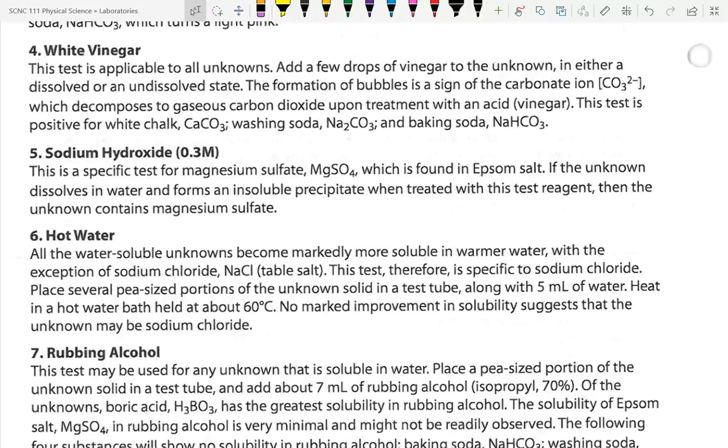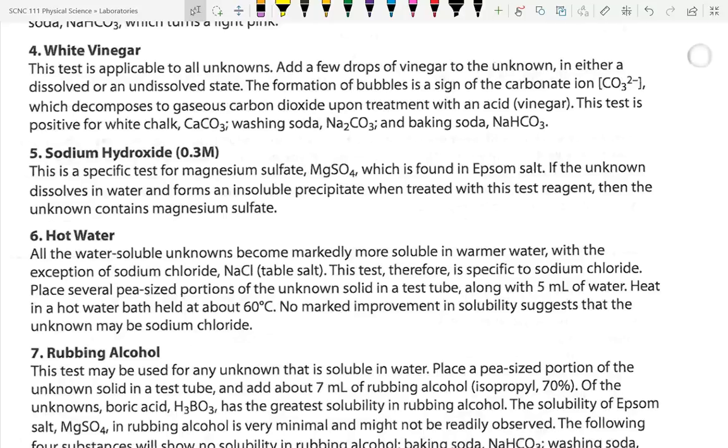So you add some sodium hydroxide in, and if when you add the sodium hydroxide it precipitates, that is, it separates back out, then that's the test that says it's magnesium sulfate. Next, the last 2 are very similar.